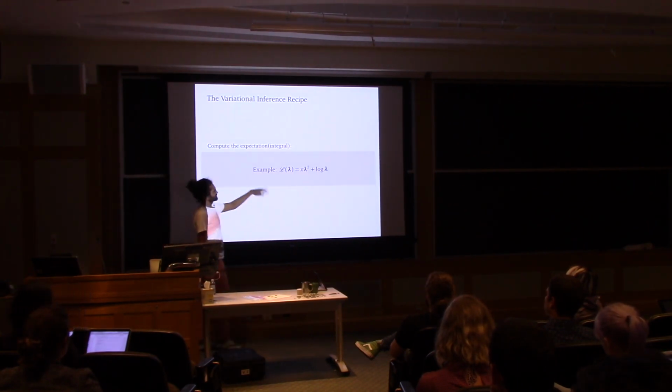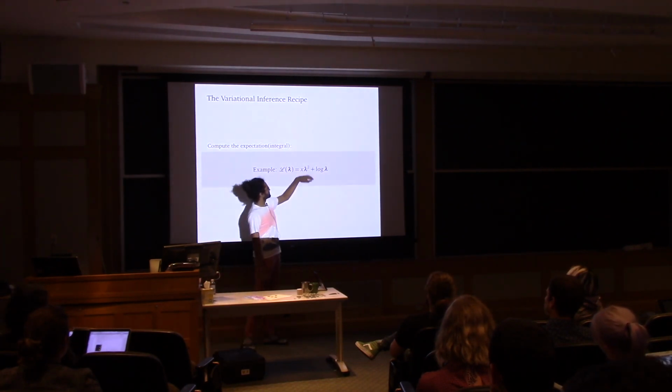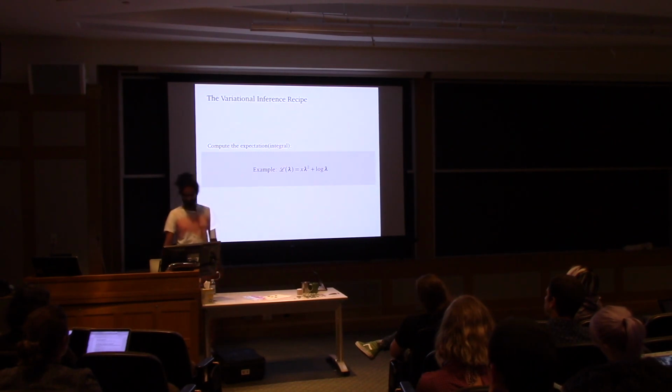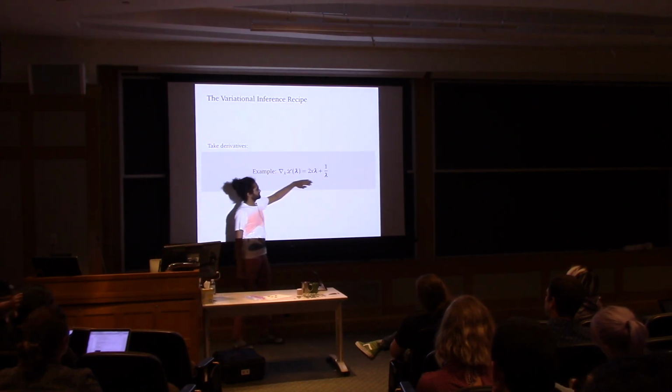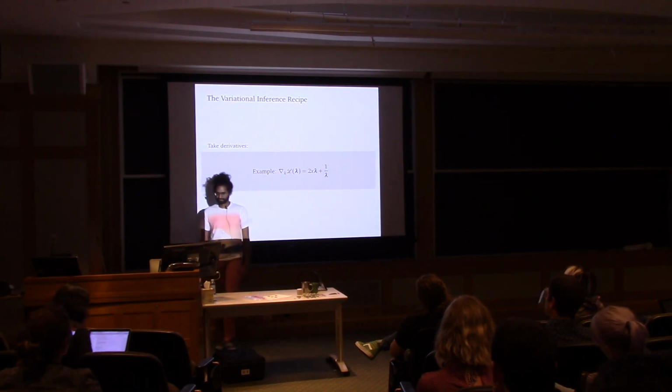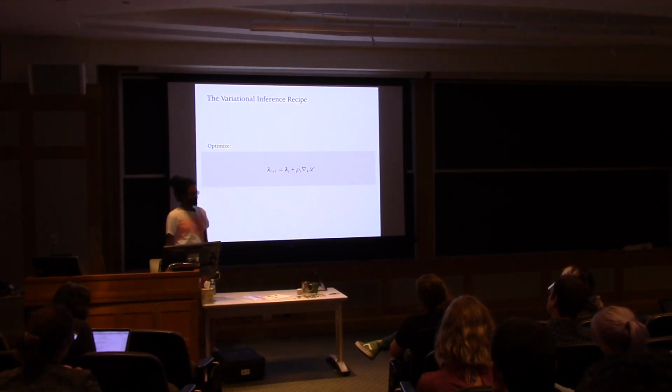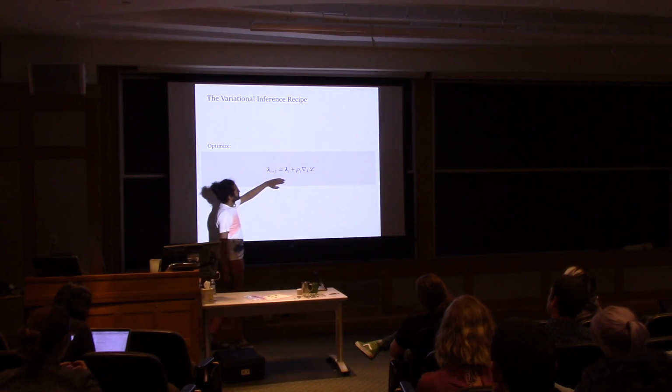And this is just a toy example. Let's just assume that it's x times lambda squared plus log of lambda. Then you do the standard process. I have an objective. I can take derivatives. And then you could optimize with gradient ascent or stochastic gradient ascent.